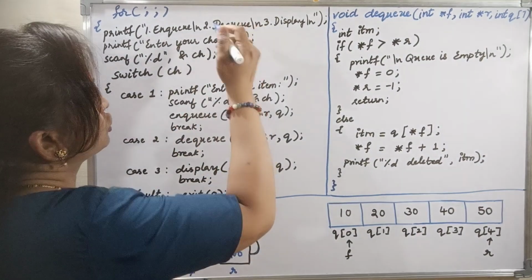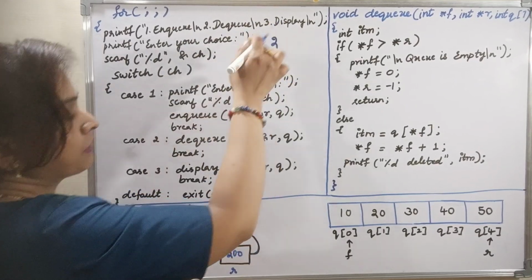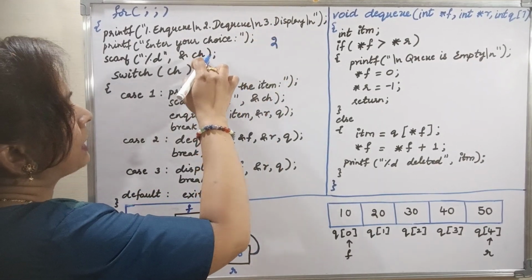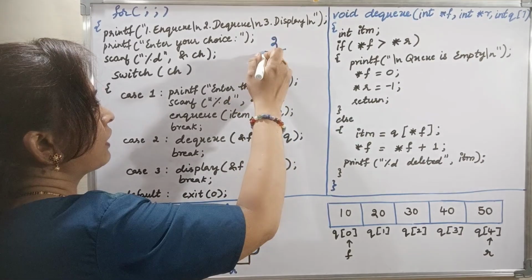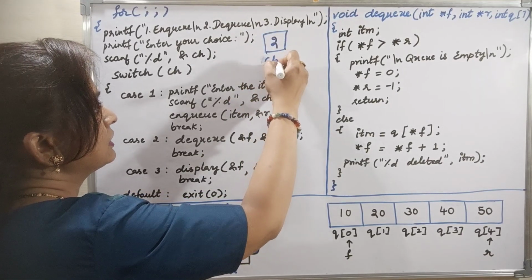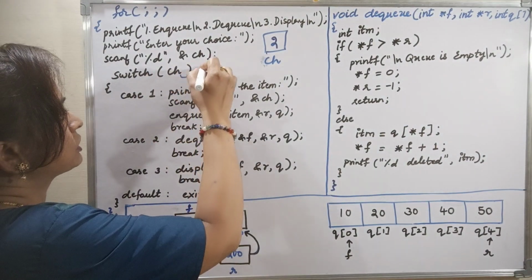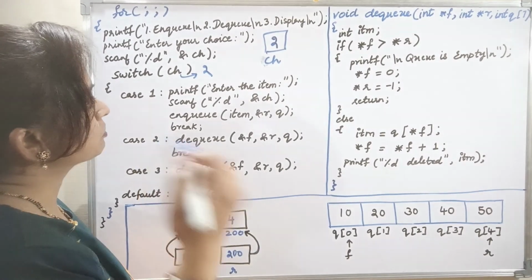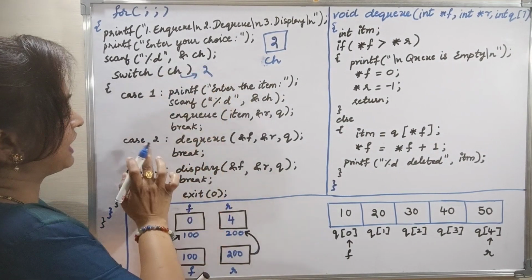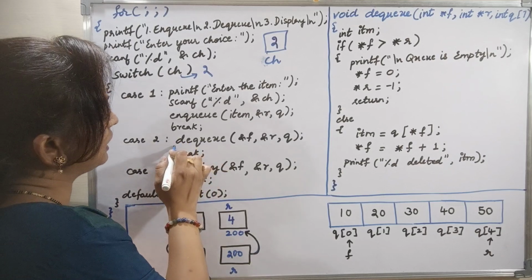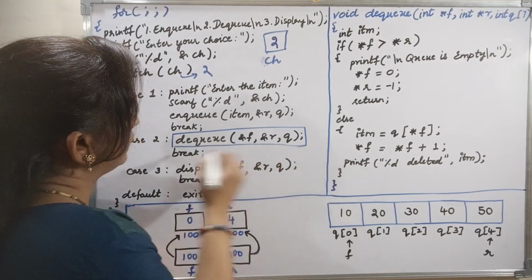Now let us take the choice as Dequeue. So we will input the value as 2. When we input the value as 2, the value in the variable ch will be 2. When I say switch of ch means switch of 2. So I'll come to compare with the case value. So it is case 2. Then here comes the function call. So here we have the function call of Dequeue.